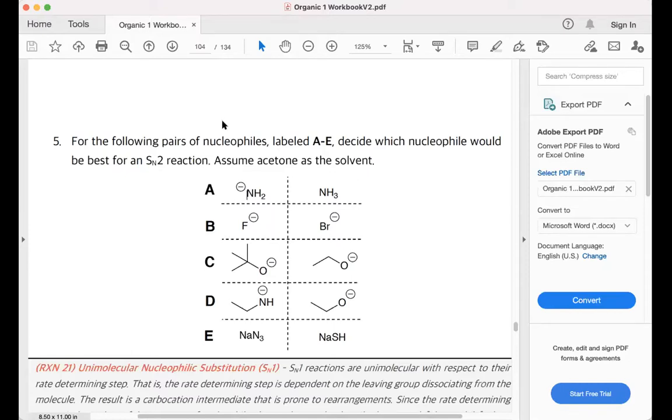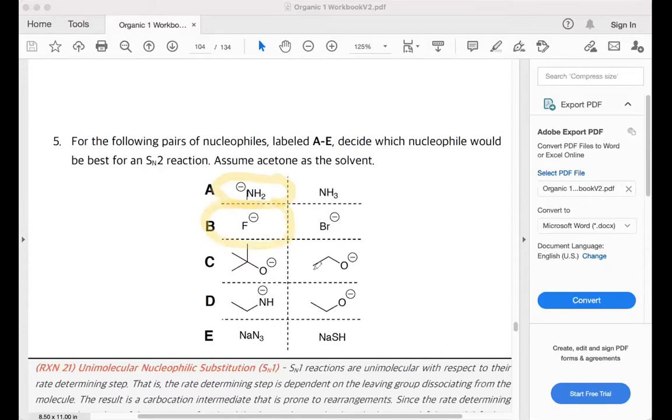It's all just logic and being able to understand what I'm referring to. Here, this is really saying which one's a better leaving group, okay? And that better leaving group is going to be the worst nucleophile. Does that make sense? If it leaves better, it doesn't want to attach to the molecule in the first place. Okay, again, fluorine versus bromine. Which one is the better leaving group? Bromine is the better leaving group because it's more stable. So that means that fluorine would be the better nucleophile.